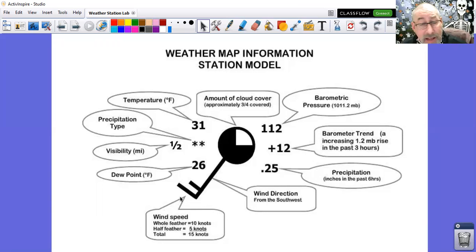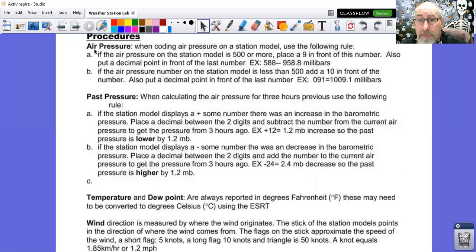And then these flags at the end will tell us our speed. In the United States, we use knots, which means nautical miles per hour. So the large flag is 10, the small flag is 5. So this tells us it's going 15 nautical miles per hour. So a lot of information crammed into a very small diagram. So let's start breaking this down a little further.